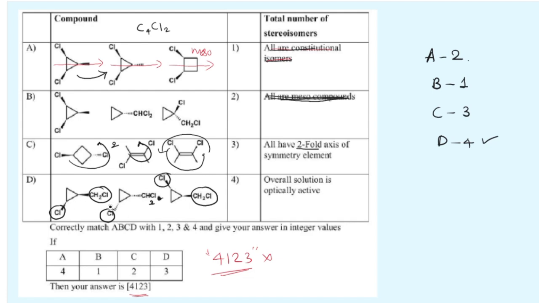These two molecules are enantiomers, so they are going to get cancelled. But look at this molecule, still this will be there, right? So that means what? Although these two get cancelled, because we have one more molecule like this, it will be optically active. So that's why overall the solution, although these two get cancelled, because of this, will be optically active. So that's why D matches with 4.